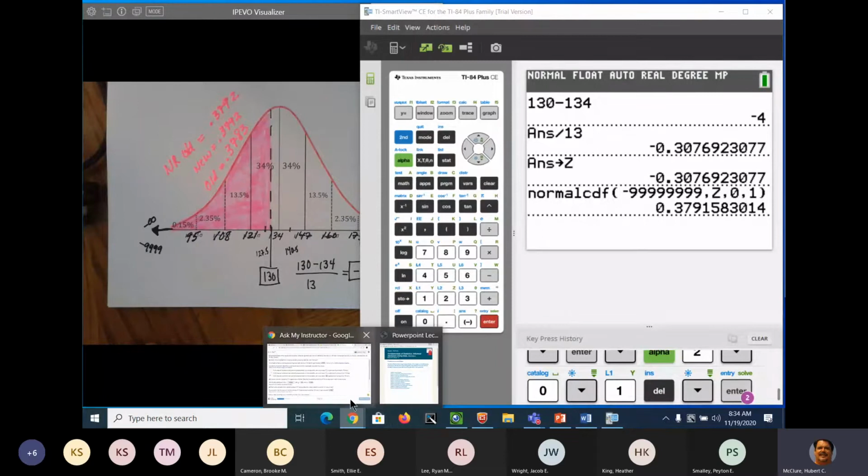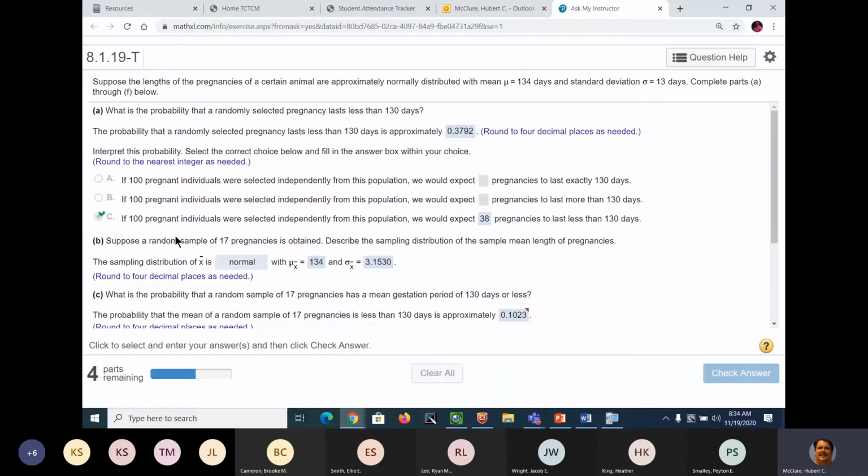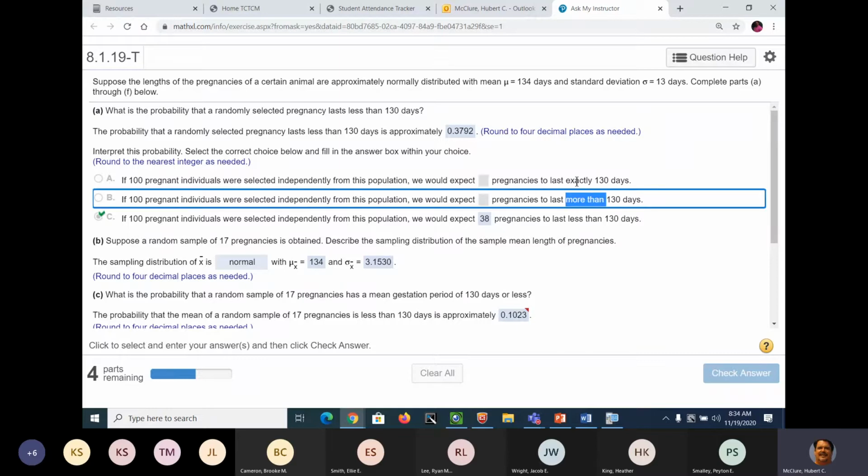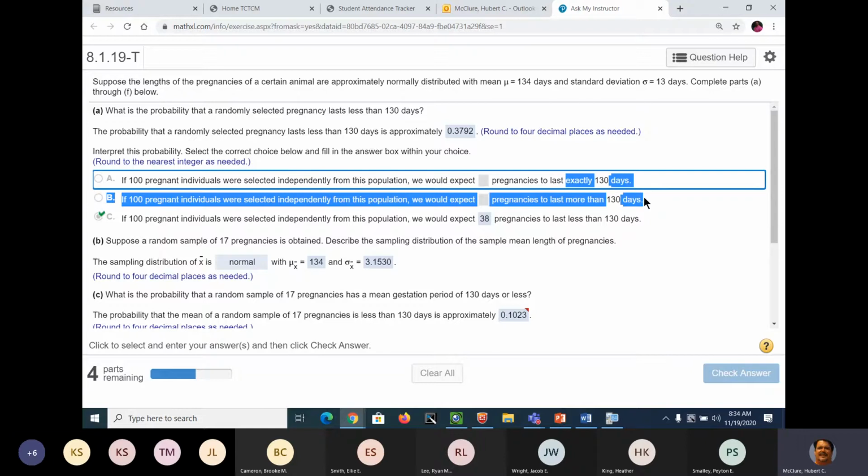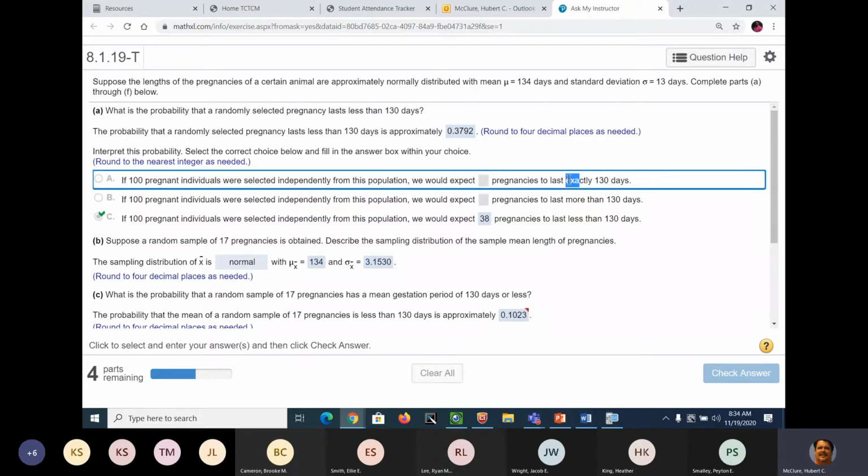I'm sorry, chapter 8. Now it says, of course we would expect 38, that's 38%. So out of 100 pregnancies, 38 would be expected to be less than 130 days. You never use the word exactly in probability, and this says more than. So those are not the answers because of those two, more than and exactly.